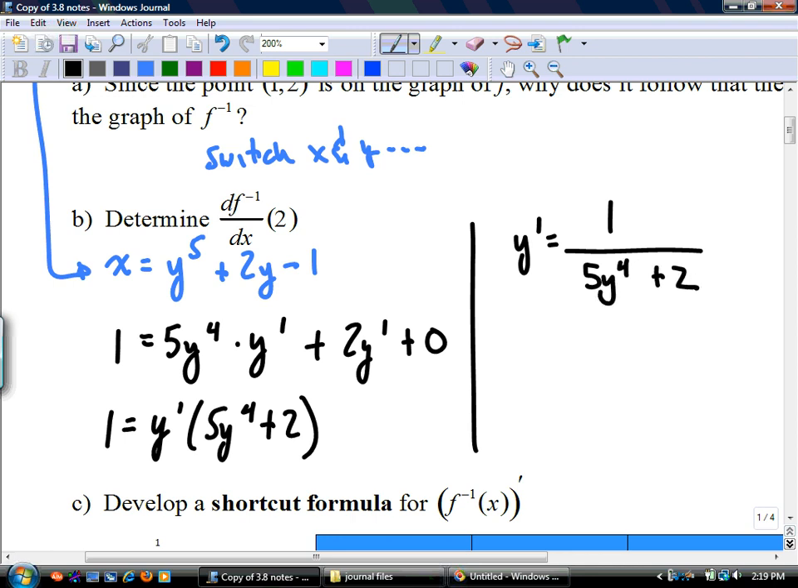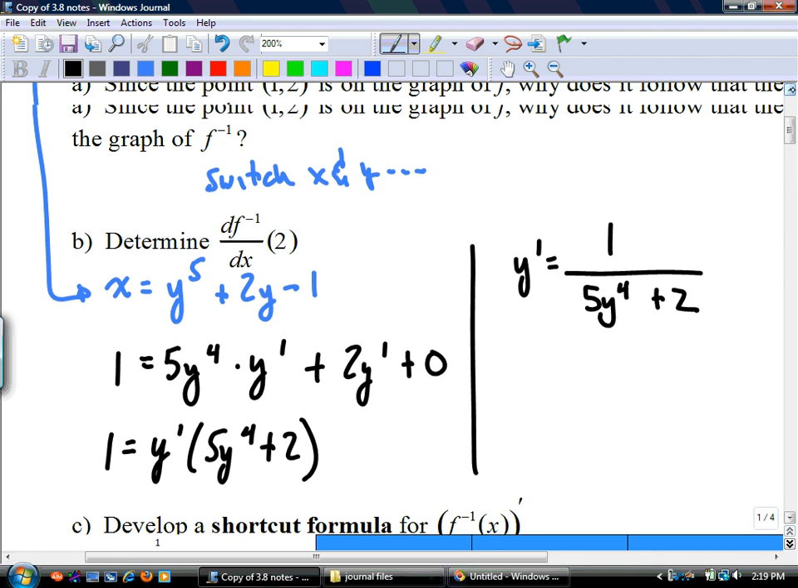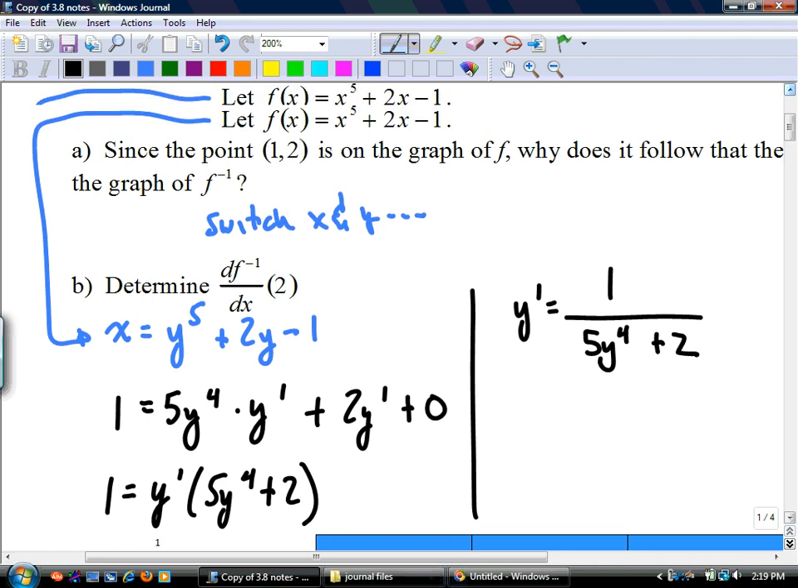Now, this is where I got a little bit confused this morning, because I was like, which set of coordinates am I using? Yeah, because this is all about the inverse. This is a whole inverse kind of process, even though I'm taking the derivative. So what I need to do is use the inverse set of coordinates.